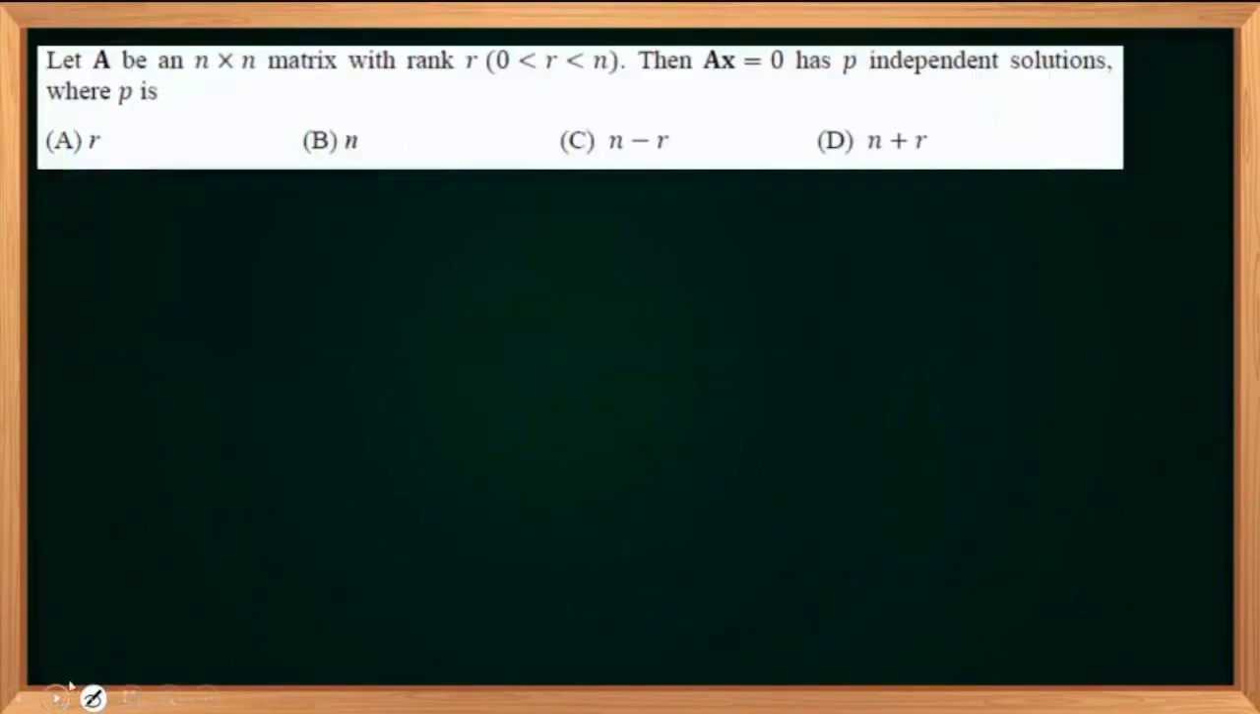The next question. Let A be an n by n matrix with rank r, where 0 is less than r less than n. So the rank is less than n. Ax equal to 0 has p independent solutions. If the rank of the matrix is r, then what is the value of p?